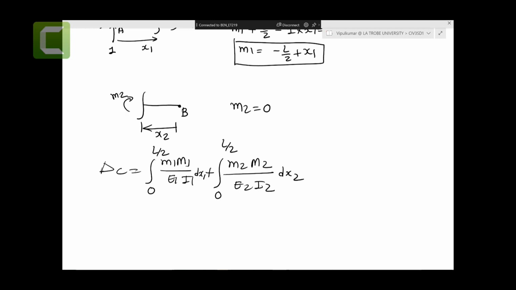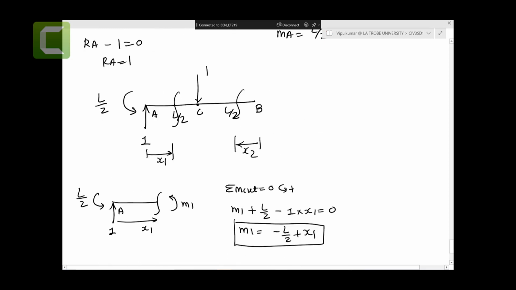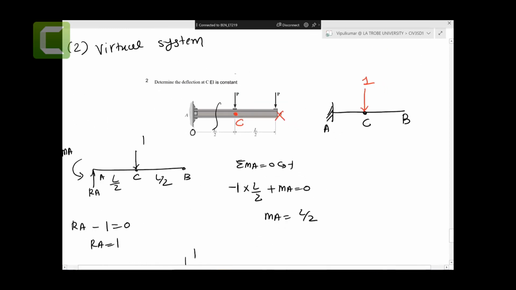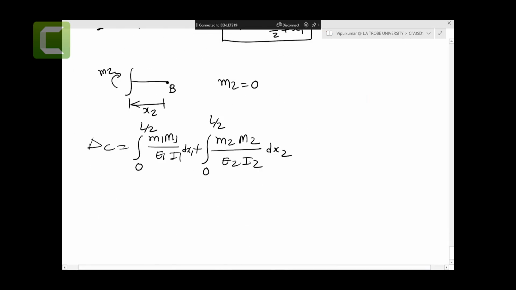Now the first segment that you have taken is x1, and you can see x1 is changing from 0. Do you remember this is x1? So it starts from 0 and finishes here, at L by 2. Do you agree with me? This x1 is not going to cross the point C. It just starts at 0 and finishes at L by 2. So you agree with me that the limit for this x1 is 0 to L by 2. Right? 0 to L by 2.